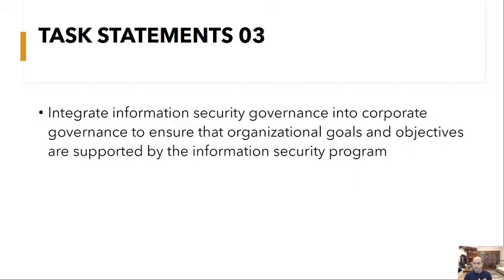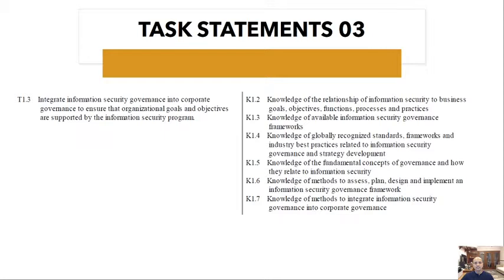So the third statement says integrate information security governance into corporate governance to ensure the organizational goals and objectives are supported by the information security program. We have already seen that whenever any information security program supports information security goals, the strategy was created in such a way with those 5 components, and then only those governance goals which they set can be achieved. So here the knowledge statement says the relationship of information security to business goals, objectives, functions, processes and practices.